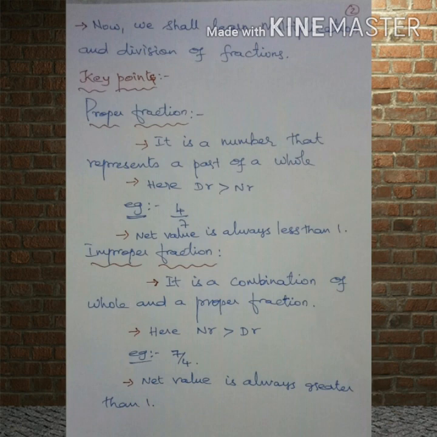Next, we will move to the improper fraction. It is a combination of a whole and a proper fraction. Here, the numerator is always greater than the denominator. I will give one example for that, 7/4. Now the numerator is 7, the denominator is 4. 7 is greater than 4. In this case, that means improper fractions, the net value is always greater than 1.